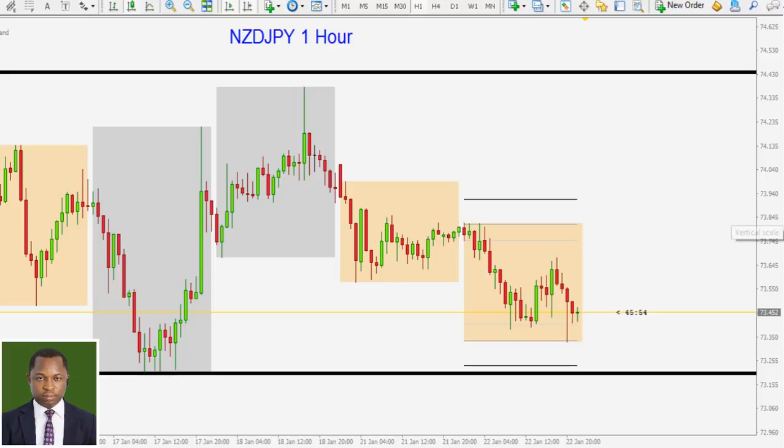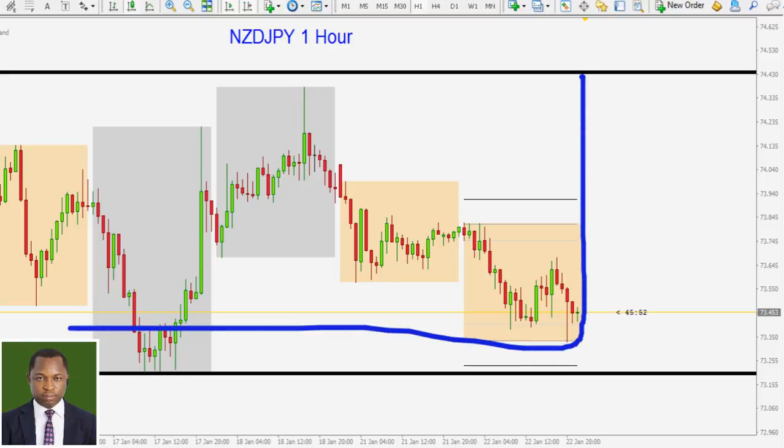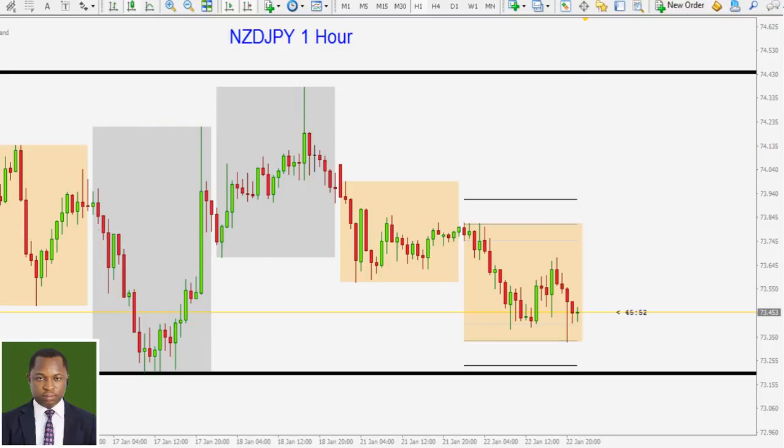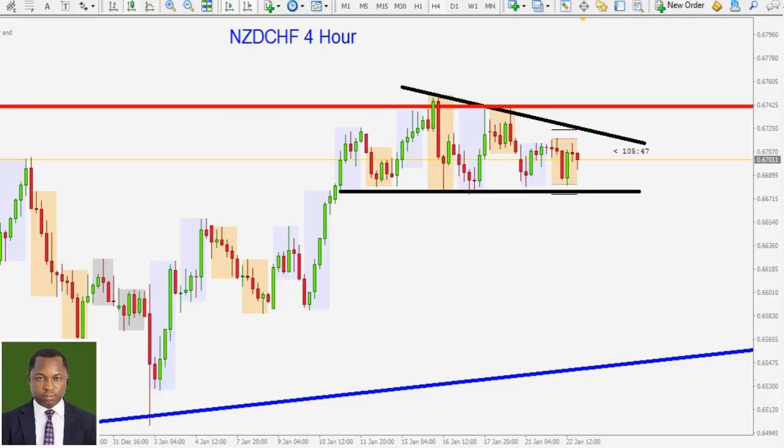Okay, it's been a slow market. You can see large ranges all over. This is common. Just be patient. When the entries come, we'll definitely take them all.